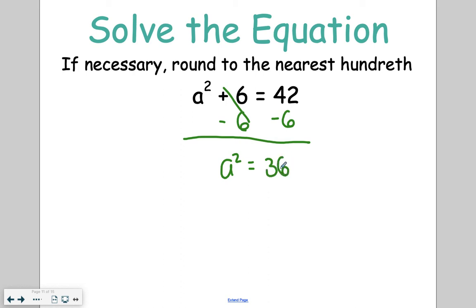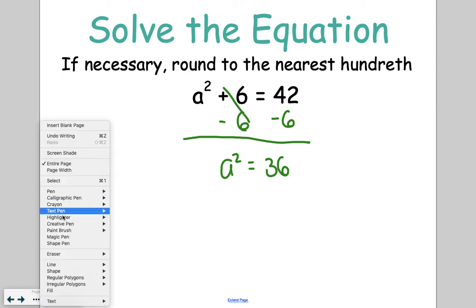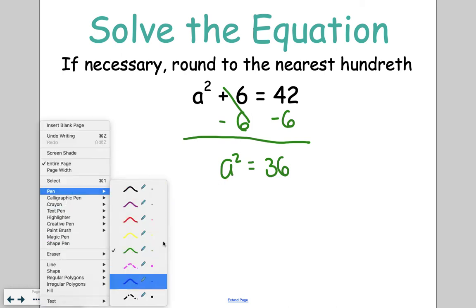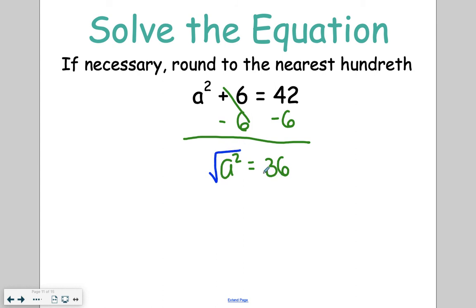36. To undo squared, we need to take the square roots. So if I take the square root of both sides, I'm going to end up with a is equal to 6. Now, it doesn't specify whether we want the positive or negative answer. So our other option is to say a is equal to negative 6.